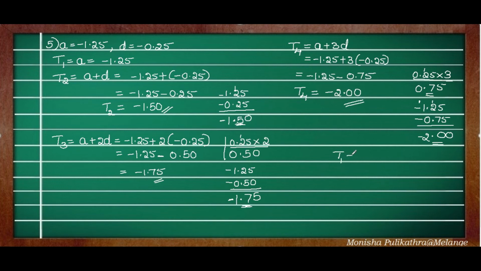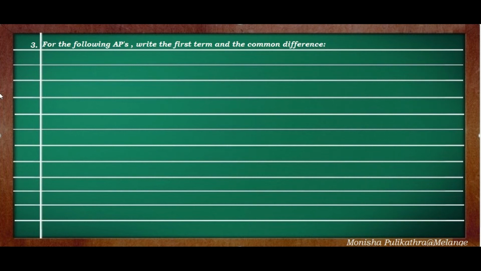That is, the value for T1 is minus 1.25. The value for T2 is minus 1.50. The value for T3 is minus 1.75. And the value for T4 is minus 2.00. So this is the way of finding the first 4 terms of an AP. Okay, hope you understood this.